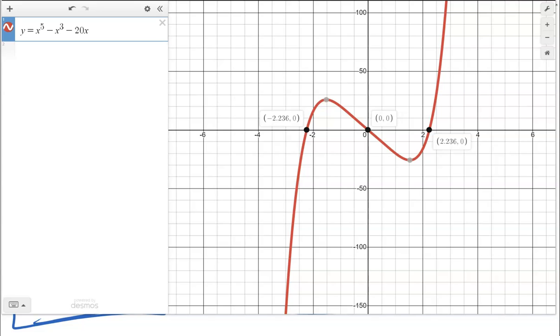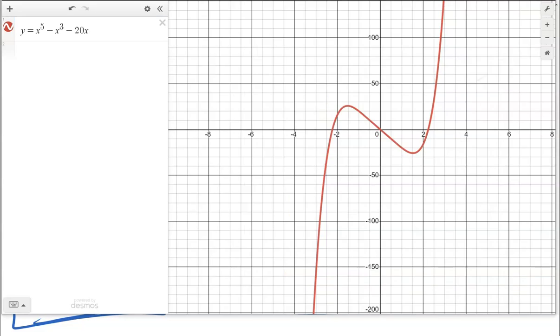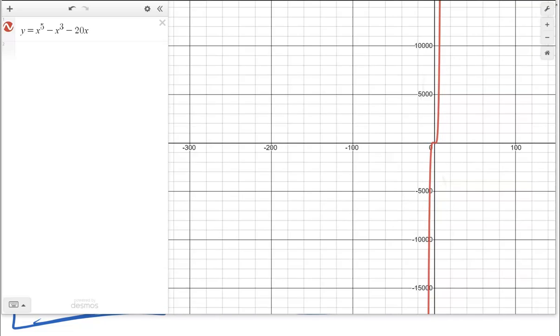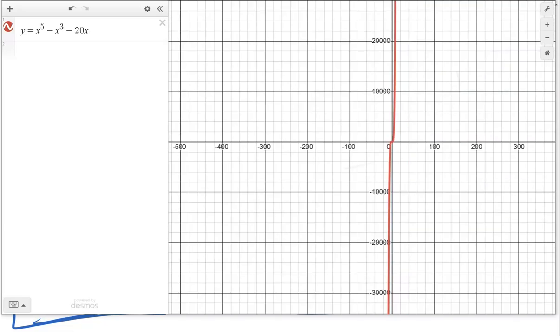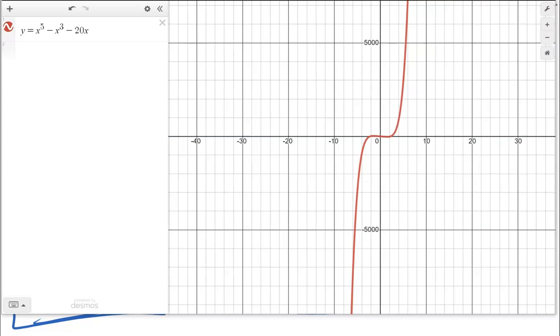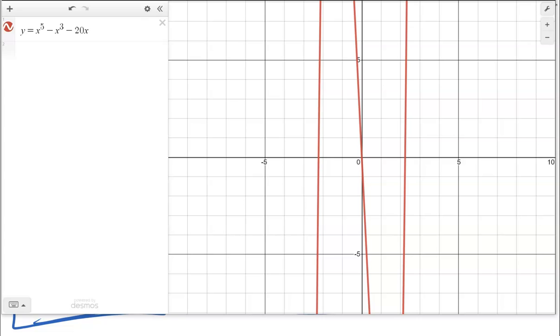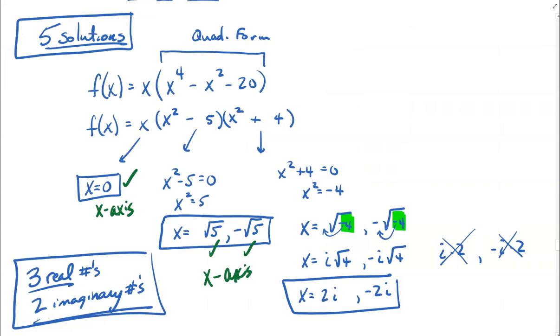Now lastly, we don't see any other solutions on the x-axis. Even if I zoom out as much as I can, we never will see any more solutions on the x-axis. And since the equation was written to imply that there were 5 solutions, if we only saw 3 of them, then the other 2 must be hidden, or in what we call our imaginary number plane.